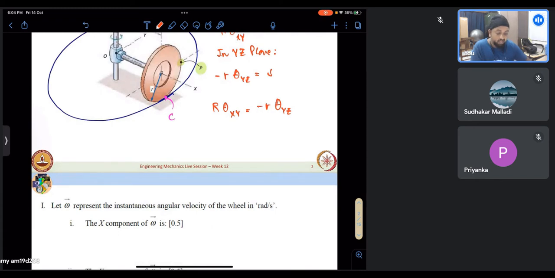From here, R and r are constant. If we were to take the time derivative, it will be nothing but R theta dot xy is equal to minus r theta dot yz. So this is just to get the relation between the two angular velocities.